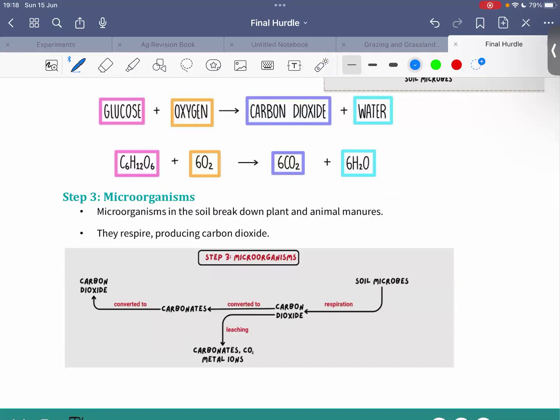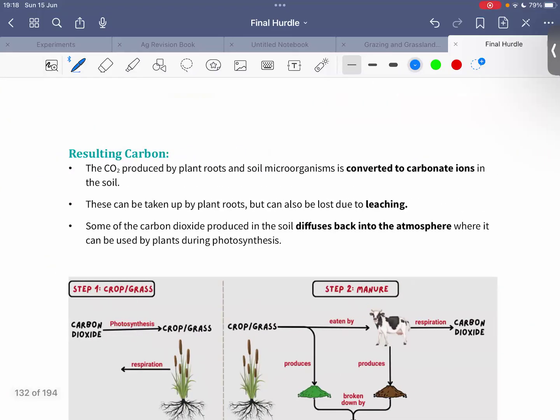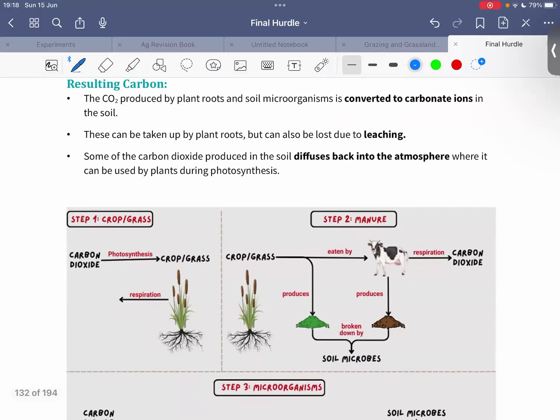Well, they're going to also carry out respiration and produce carbon dioxide in the soil. Okay, so what is going to happen is that three results happen here. It's either going to be converted into carbonate ions in the soil, it's going to be lost through leaching that we see in our podzols, or it diffuses back into the atmosphere.